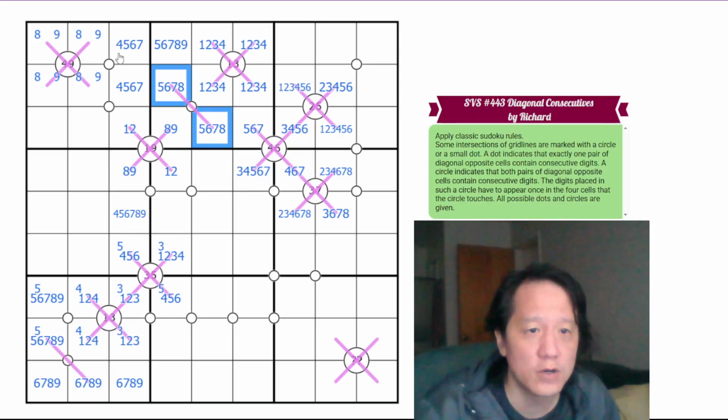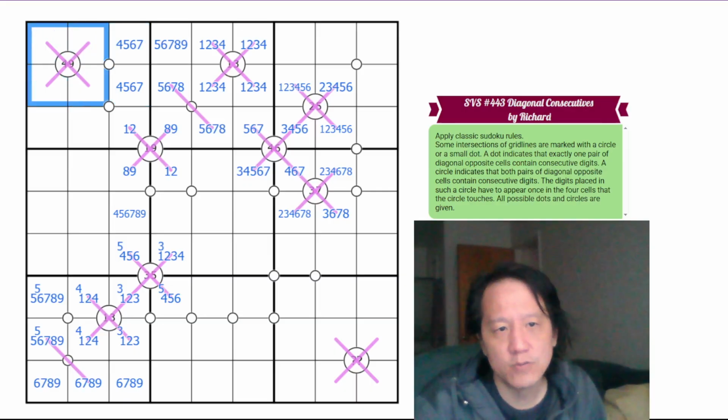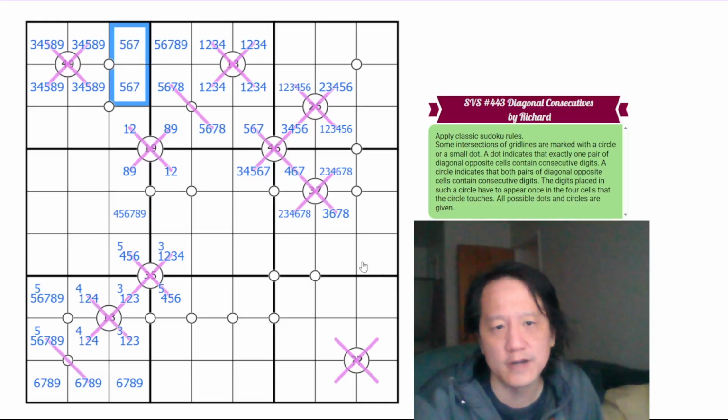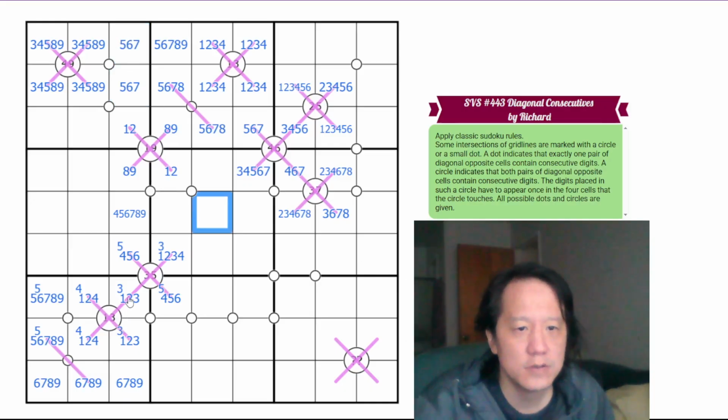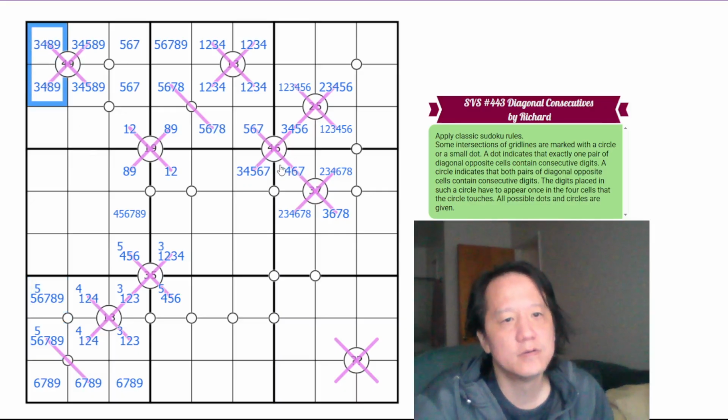Okay, 4 has to be surrounding this quad. Okay, so what are the possibilities here? They have to be 8, 9, and then 4 with 3 or 5. So 4 cannot be here. We're guaranteed a 3 here to be consecutive with a 4 here. That's consecutive with a 5 here. 5 cannot be here. That's interesting.